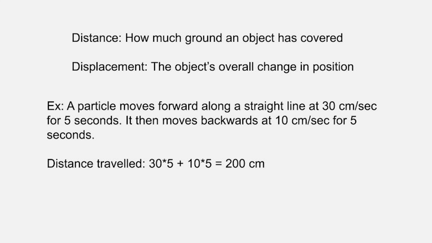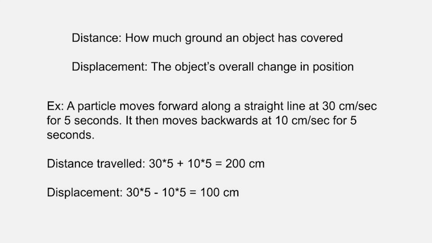The distance traveled here is the distance moved forward plus the distance moved backwards. So the distance moving forward is 30 times 5, because that's the velocity times the time. And then we're going to add the movement backwards, which is 10 times 5. If you add those together, you get 200 centimeters.